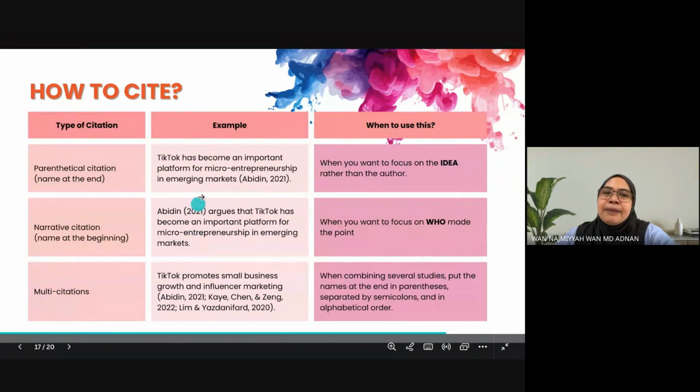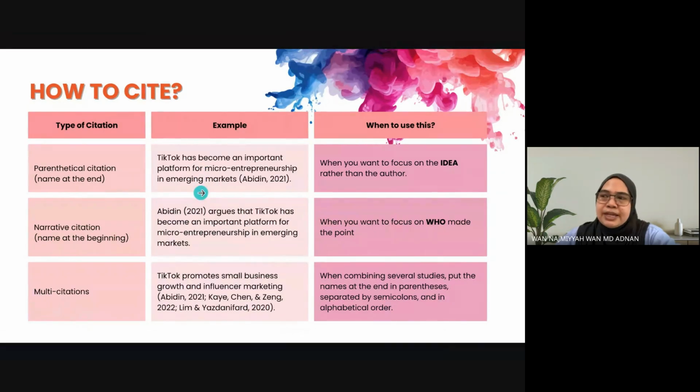Okay. And there are also two ways to cite. Sometimes you put Abidin at the end, sometimes you put Abidin in the front. So when do you put Abidin at the end of the sentence? When do you put Abidin in the front of the sentence? You put Abidin at the end of the sentence when you want to focus on the idea rather than the author.